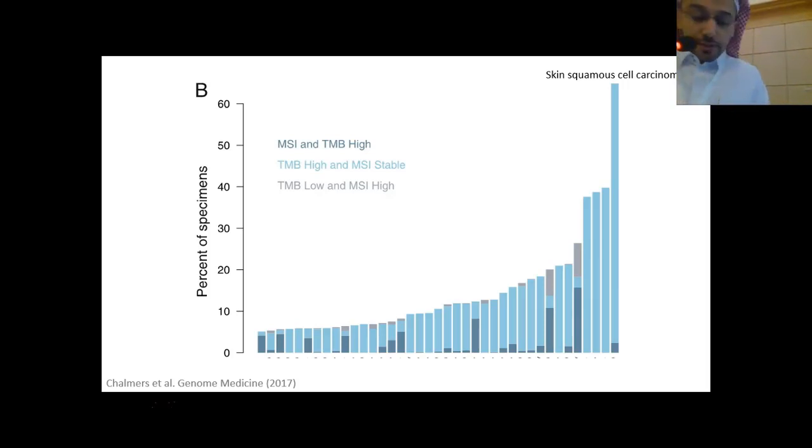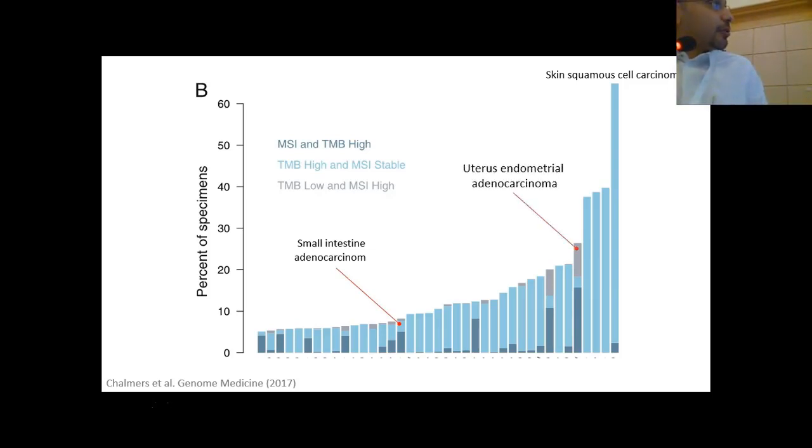One of the strange cancers that shows the opposite is uterine endometrial adenocarcinoma. You can see almost 25% of them will be tumor mutation burden low and MSI high. Two thirds of it will be MSI and tumor mutation burden high.